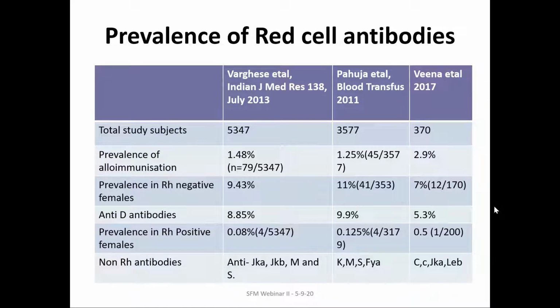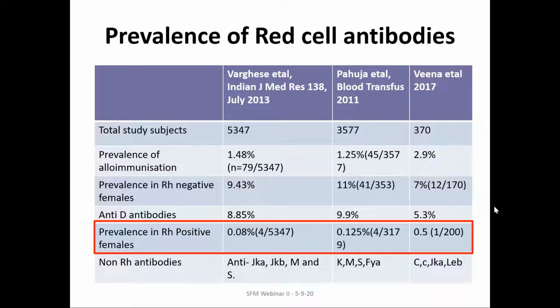Now, the row that I would like to draw your attention to is this particular row here, which looked at the prevalence of red cell antibodies in rhesus positive females. You can see that even though the prevalence of antibodies in rhesus positive females is comparatively very low compared to Rh negative females, it is still not zero. There are cases of antibodies that have been reported in rhesus positive females.